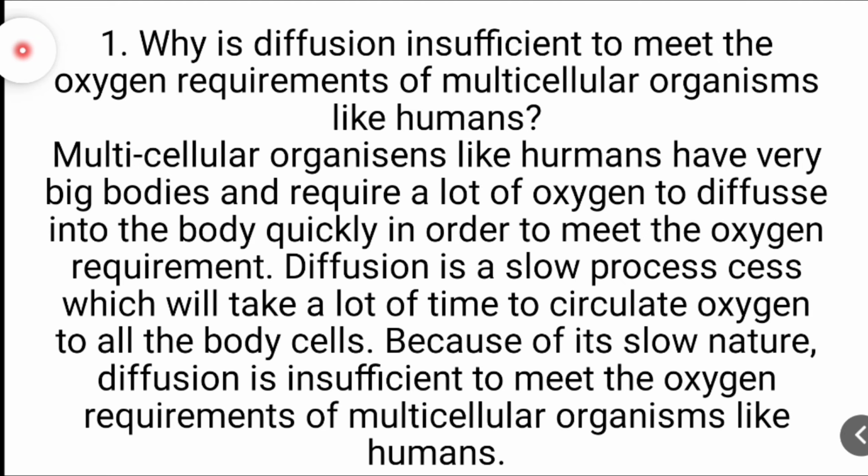Number 1 is, why is diffusion insufficient to meet the oxygen requirement of multicellular organisms like human? Multicellular organisms like human have very big bodies and require a lot of oxygen to diffuse into the body quickly in order to meet the oxygen requirement. Diffusion is a slow process which will take a lot of time to circulate oxygen to all the body cells. Because of its slow nature, diffusion is insufficient to meet the oxygen requirement of multicellular organisms like human.